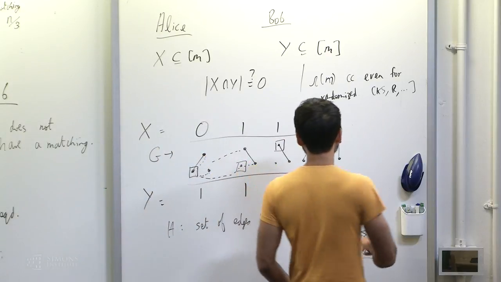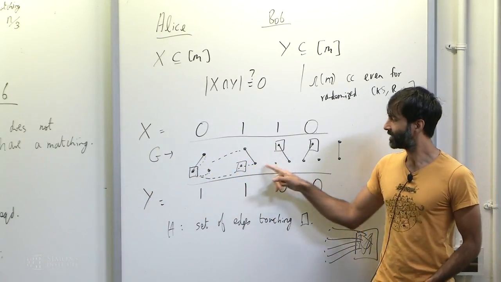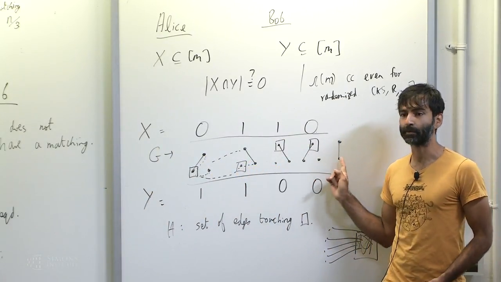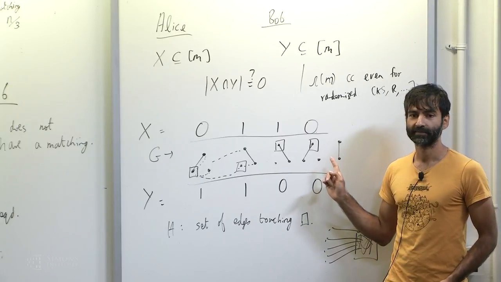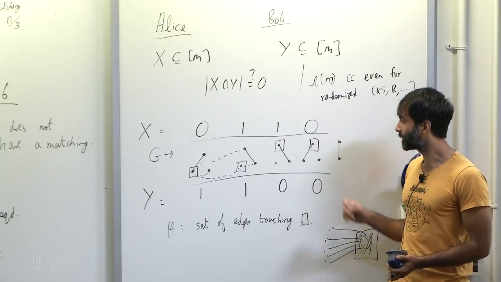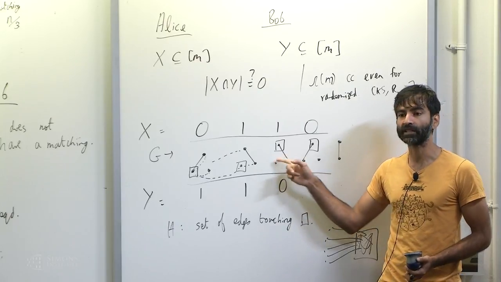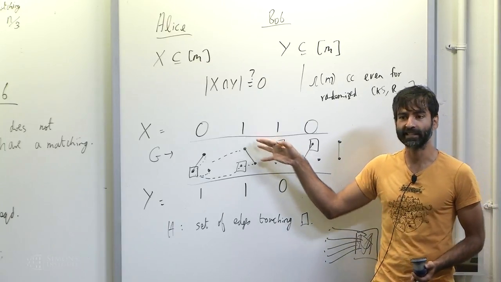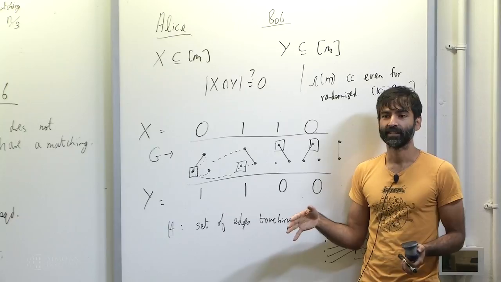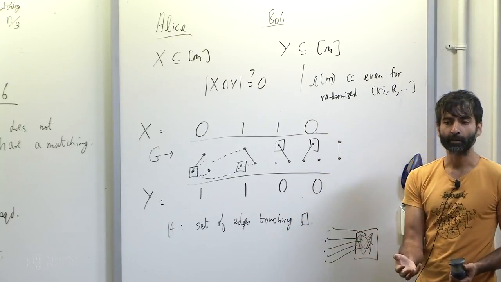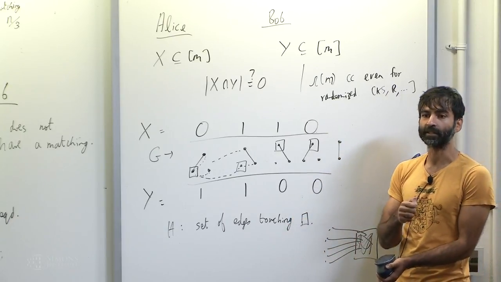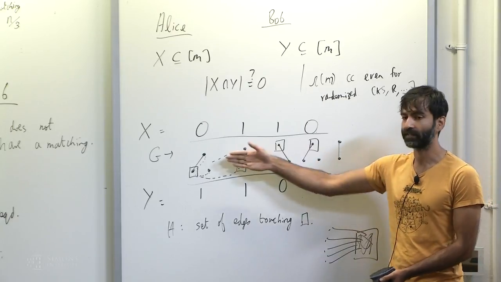So the chance that it outputs this edge has to be the same as the chance that it outputs this edge. So it's at least a half. Yeah, so if there is an intersection, it'll output an intersecting edge with probability at least a half. And after you see the edge that was output, you can reverse engineer the permutation to figure out whether it was one of these or one of these.